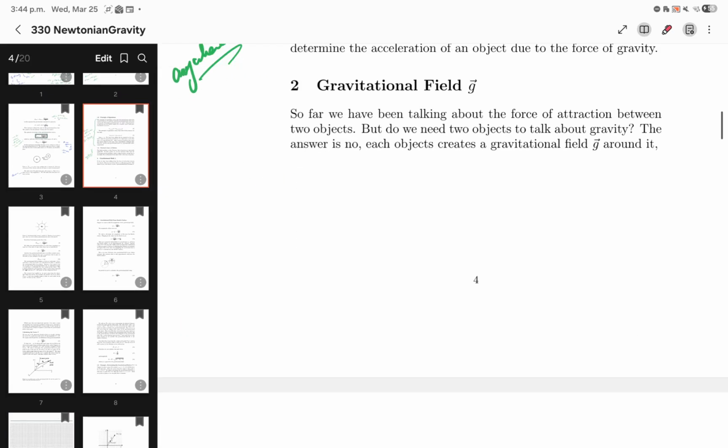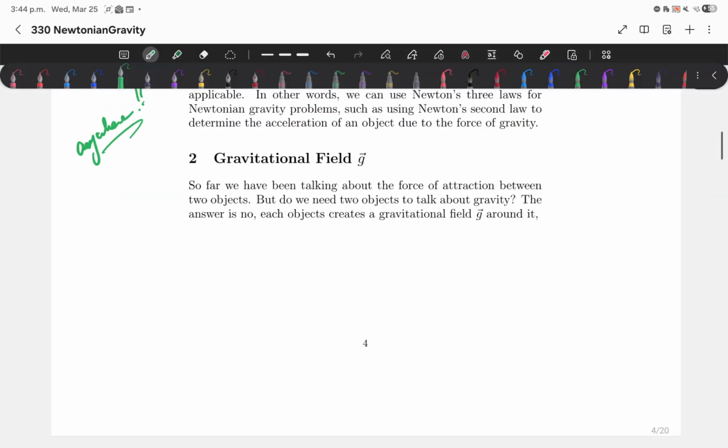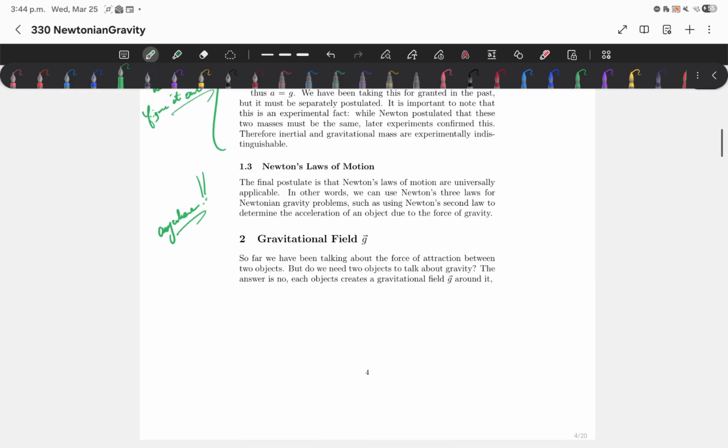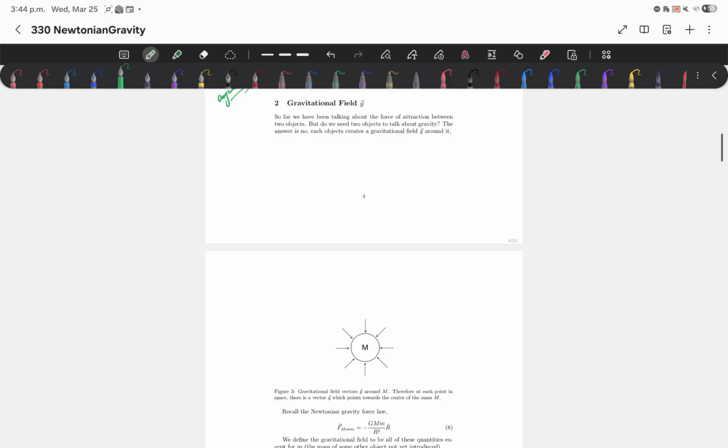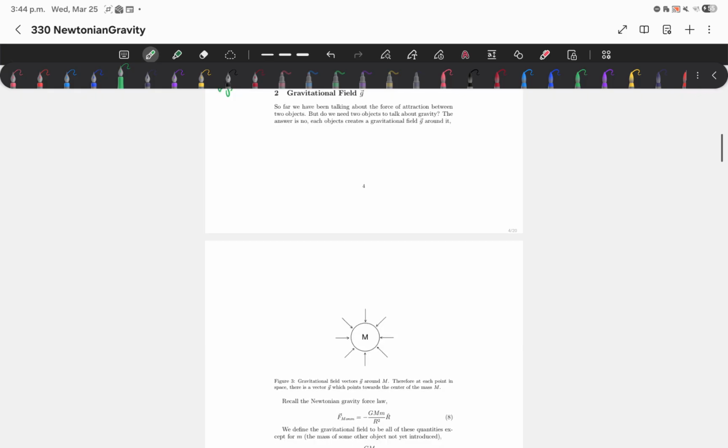Okay, so most of this lecture is focused on introducing what we call the gravitational field. You can think of g vector, the gravitational field, as being very similar to what the electric field vector was around a stationary point charge. So the electrostatic theory is virtually identical to the Newtonian gravitation theory.